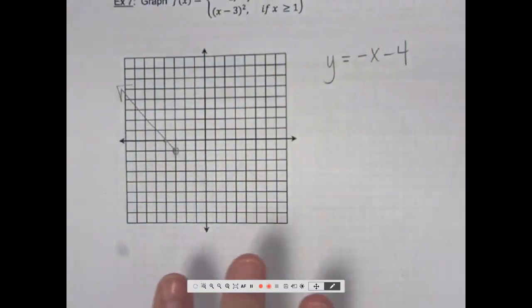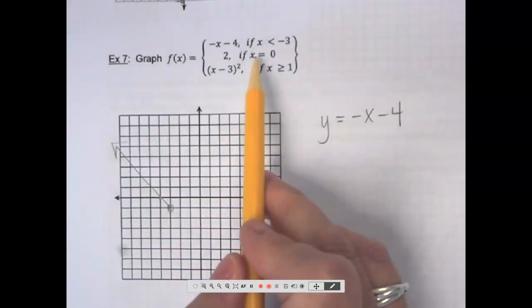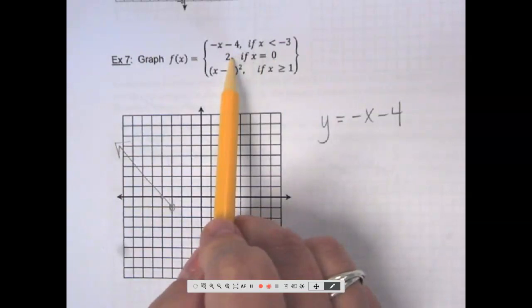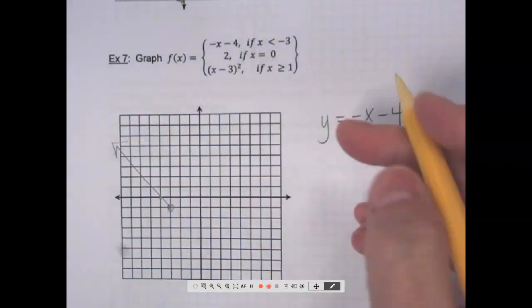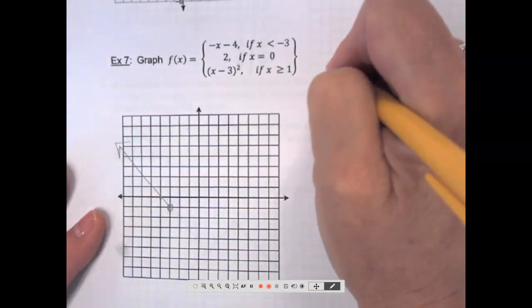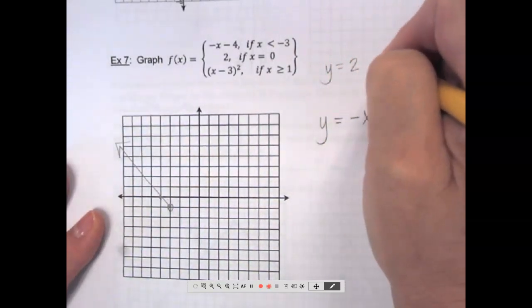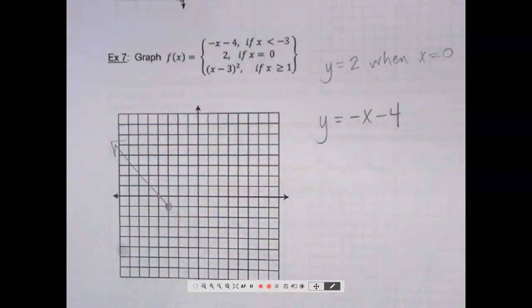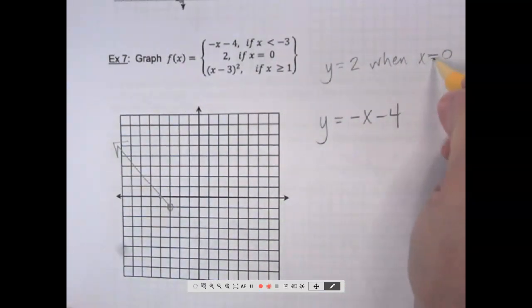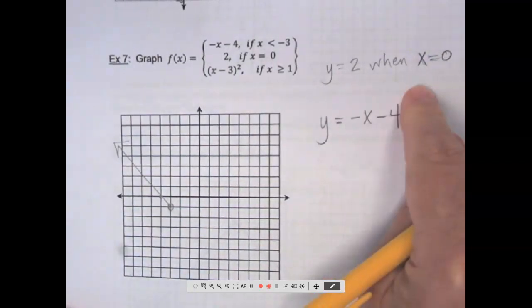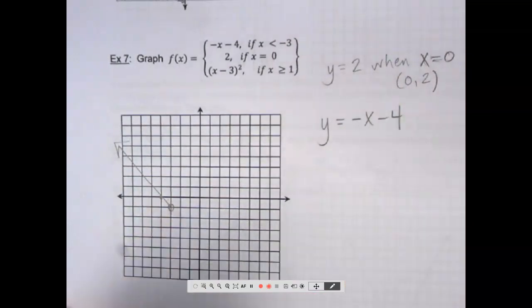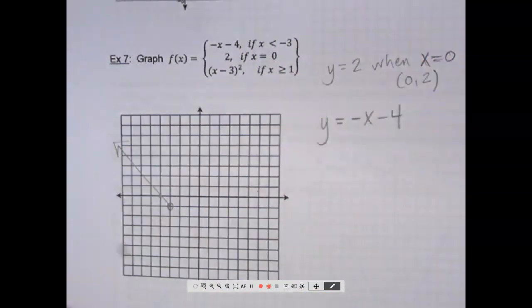Okay, this next little part's a little tricky. If x is 0, y is 2. Okay, so think about that. Y is 2 when x is 0. Not greater than, not less than, just equals 0. Well, that's the same thing as me telling you there's a point (0, 2) on the graph. When x is 0, y is 2.